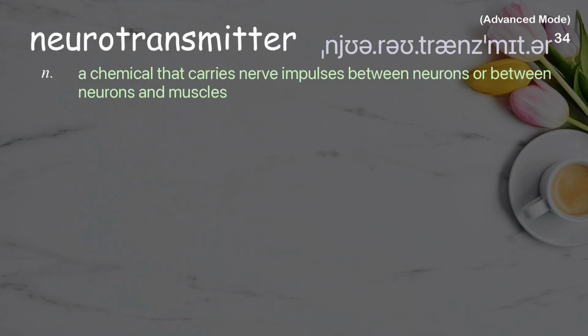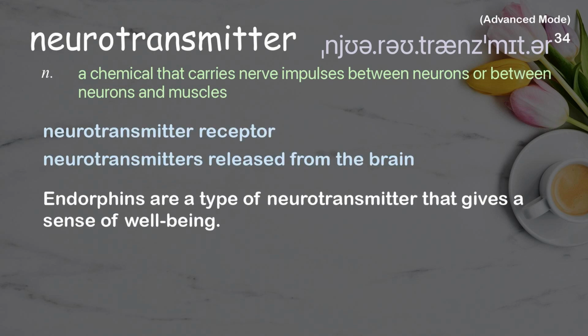Neurotransmitter: a chemical that carries nerve impulses between neurons or between neurons and muscles. Examples: neurotransmitter receptor, neurotransmitters released from the brain. Endorphins are a type of neurotransmitter that gives a sense of well-being.